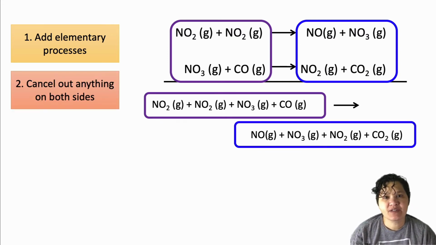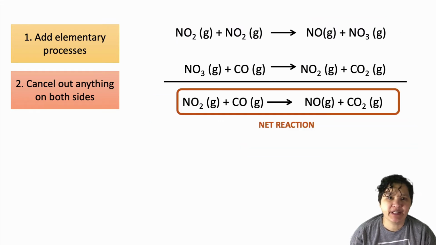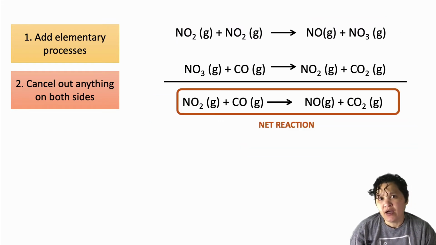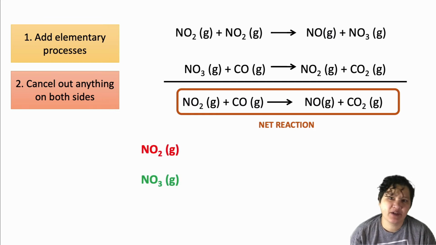Step 2 is to cancel anything that appears on both sides of the equation. So we have NO2, one of those cancels out, and we have an NO3 on each side as well. What we're left with is what we call the net reaction. But now we want to identify catalysts and intermediates. Remember, those are going to be the things we canceled out, which in this case were an NO2 and an NO3.